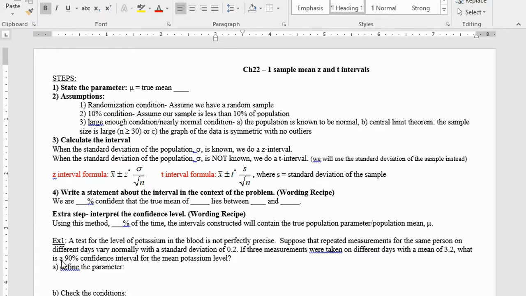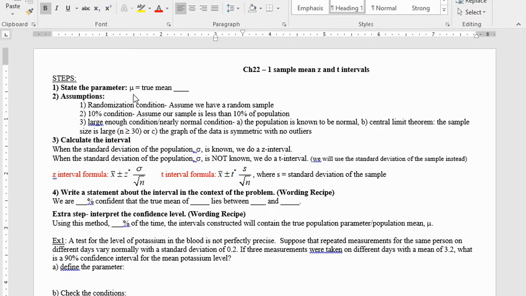So we are moving on to what's called a mean interval. That means your variable is the average test score, or the mean height, or the mean weight. So we're moving on to a new variable. So here's how you define your parameter now.